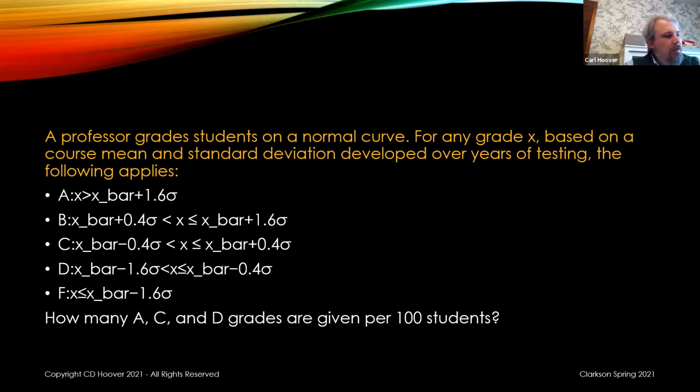So A is defined as the mean plus 1.6 standard deviations. B is between 0.4 standard deviations and 1.6 standard deviations. C is between minus 0.4 and 0.4 standard deviations. And D is between minus 1.6 standard deviations and minus 0.4 standard deviations. And F is below that. So let's take a look at the solution. Actually, I have not put that here.